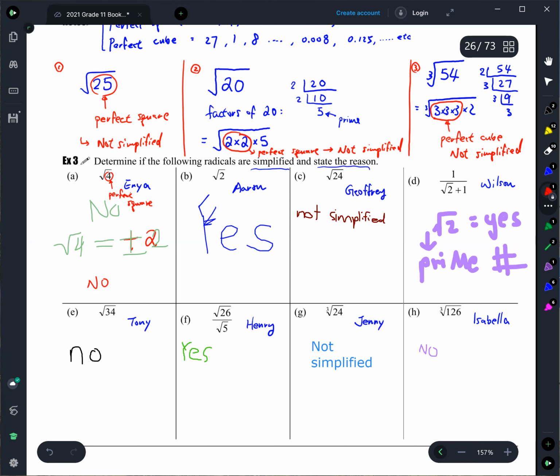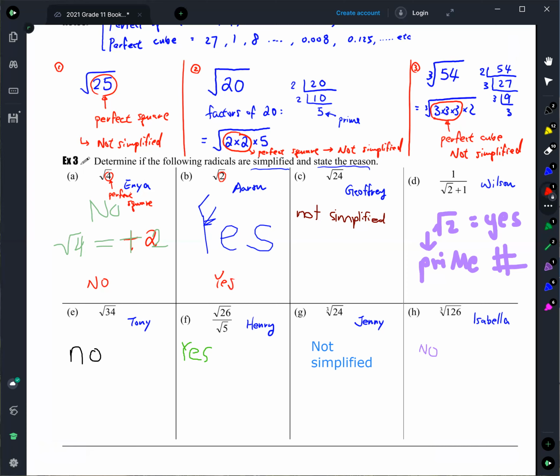Okay, not the negative 2, not plus minus. Yeah, okay, very good. Okay, second one, the square root of 2. That one is not a perfect square, right? And there's nothing hiding inside. So no perfect square inside. So yes, it's simplified. Yes means it's done. Root 2, nothing else you can do. That's it, right?